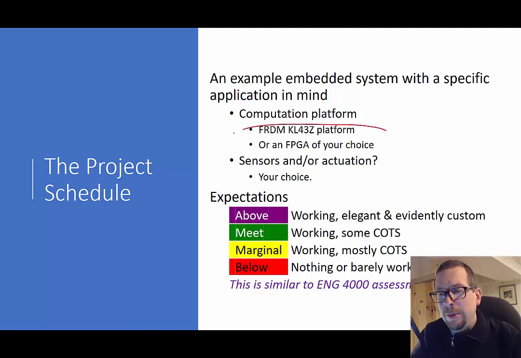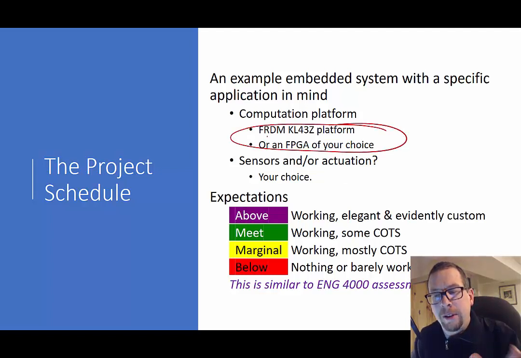And so you can use either one, either the KL43Z board that you'll purchase or an FPGA of your choice. And then you get to choose sensors or actuation motors, things like that, of your choice based on the particular type of embedded systems application that you want to do. And each of you is going to do one of these. So this isn't a group project, it is an individual project, and you get to do it and take that home with you at the very end.